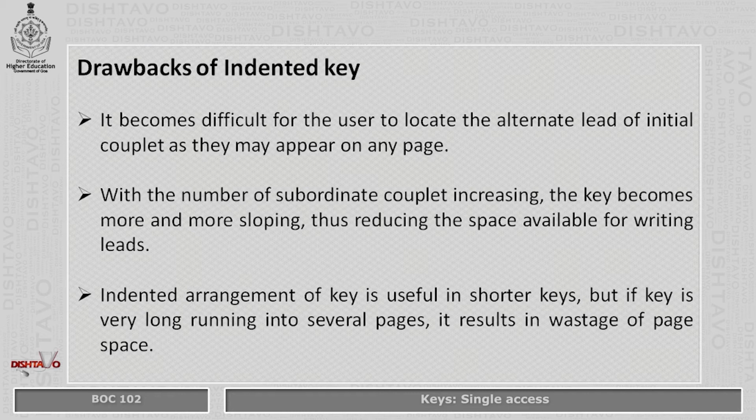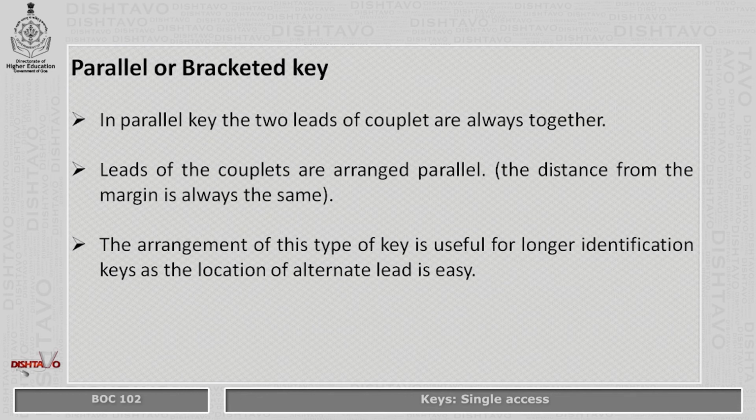With the number of subordinate couplets increasing, the key becomes more and more sloping, thus reducing the space available for writing the leads. Indented arrangement of key is useful in shorter keys, but if the key is very long, running into several pages, it results in wastage of page space, which is taken care of in the second type of key, that is parallel or bracketed key.